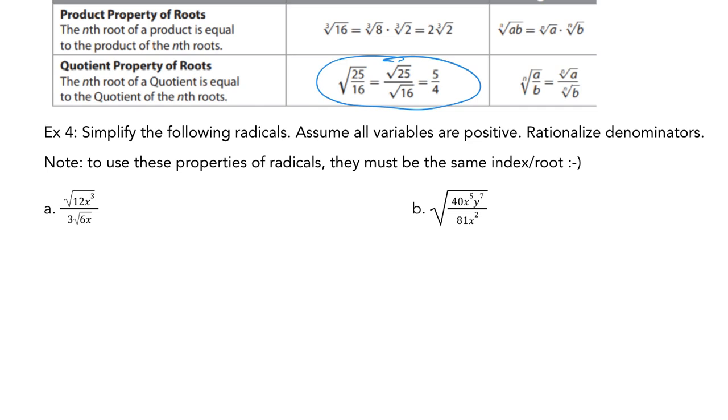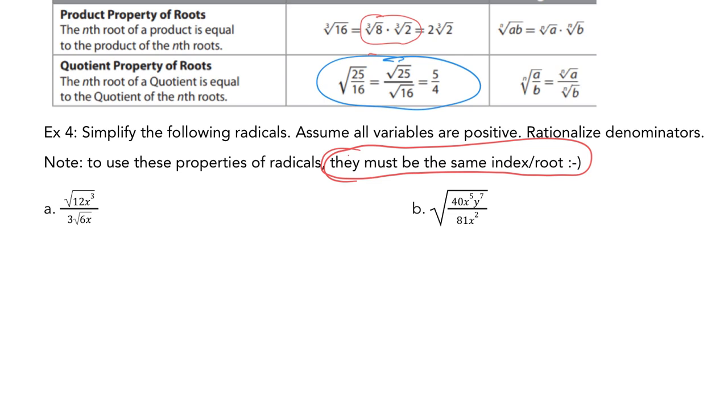And then the product property for roots says that if I have the same index, then I can go ahead and just multiply them together and put them under the same root. Okay, but so here's the main thing. They must have the same index. The index is that little number that's telling you which root you are.